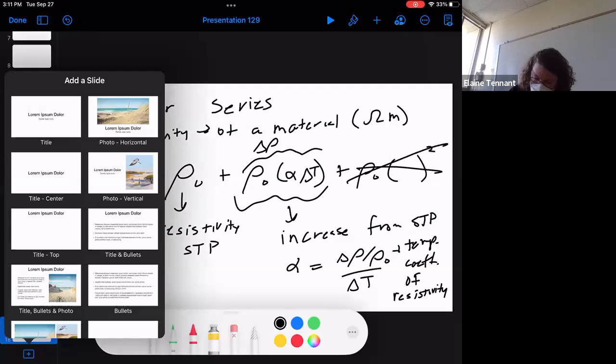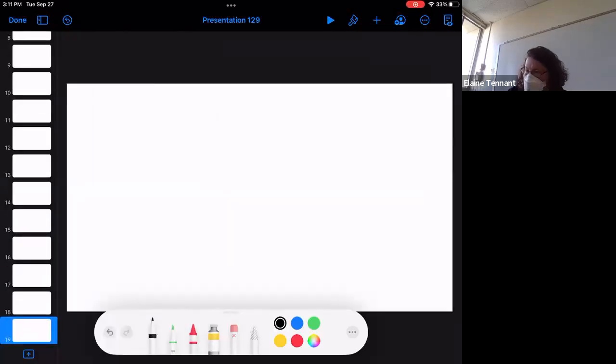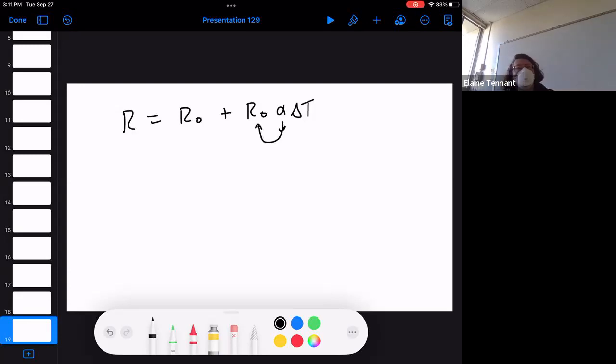You can write a similar equation for resistance, where the resistance of one particular object is the resistance at standard temperature and pressure, plus that resistance times alpha times delta T, where you still need to connect this alpha to whatever your resistor is. Okay.